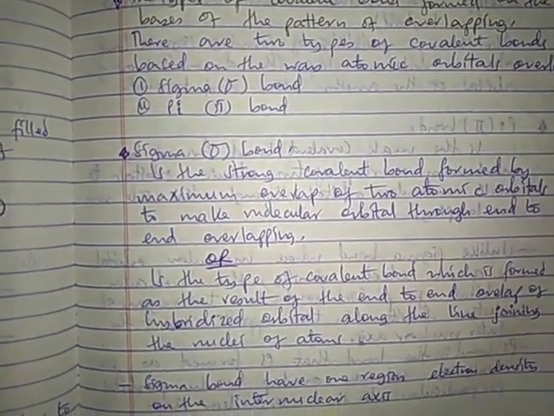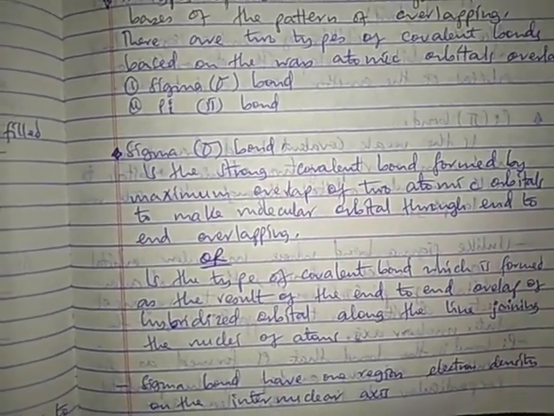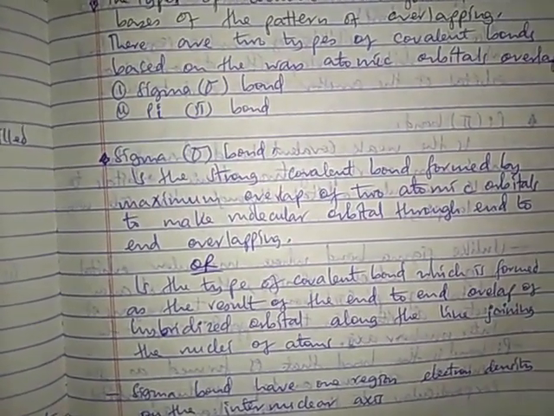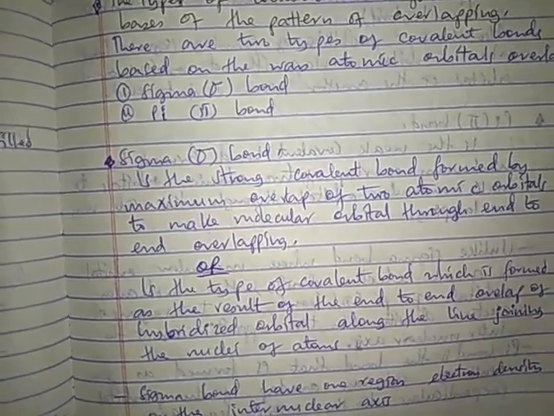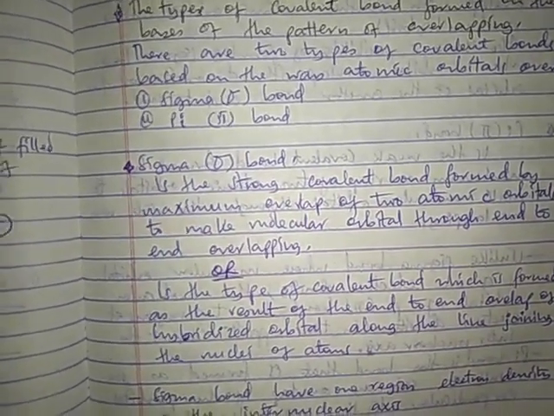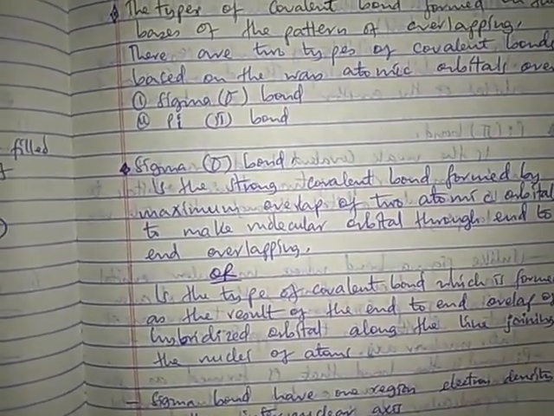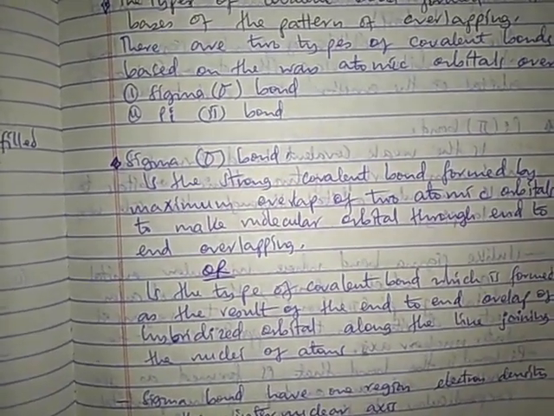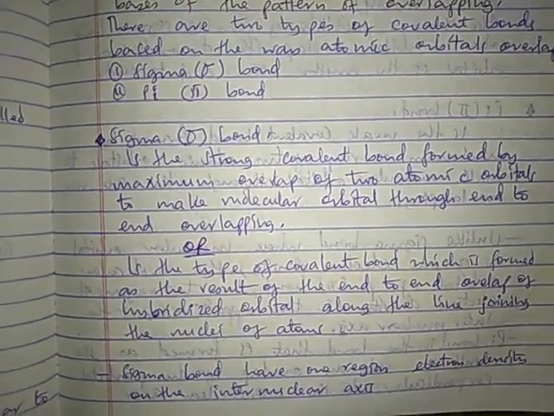I suggest the first definition because many teachers will understand it more easily compared to the second definition. The first definition is clearer, end-to-end overlap, rather than saying the line joining the nuclei of an atom. Some of the teachers can't understand you and you may enter into confusion.